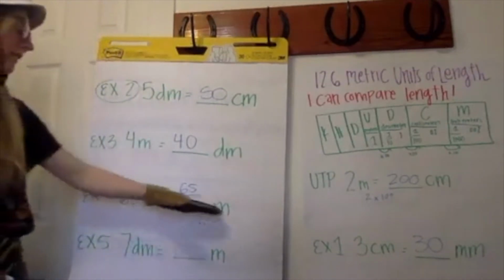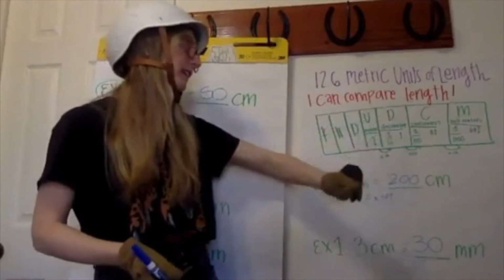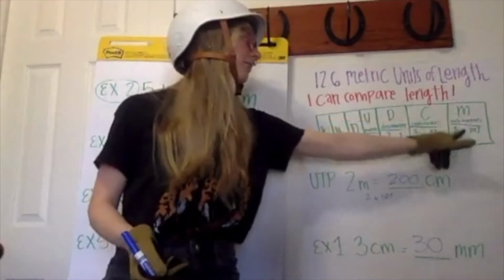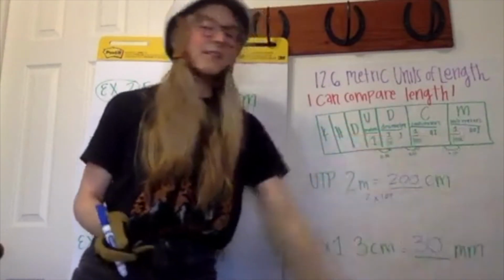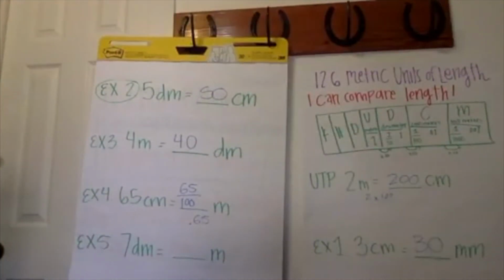But yeah, for the ones that are asking you to convert to meters, you have to think decimeters 1/10th, centimeters 1/100th, and millimeters is 1/1000th. And I'll put that on Google Classroom, so if you need it, remember that's there. All right, our last one.